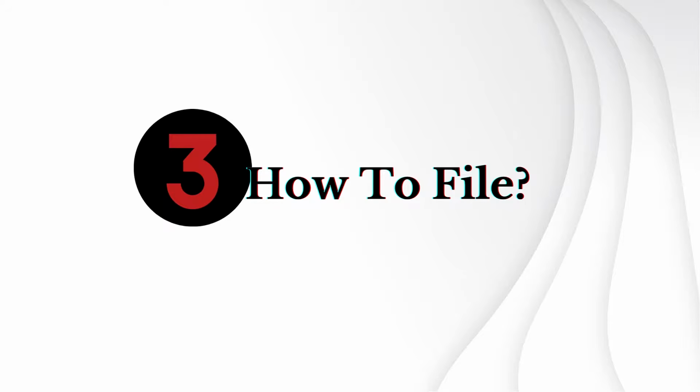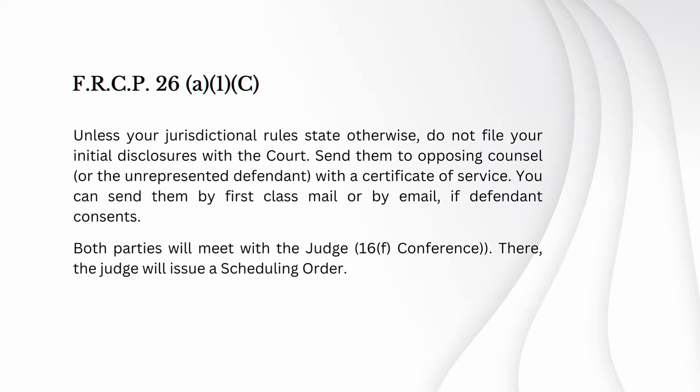How to file your initial disclosures. Federal Rule of Civil Procedure 26(a)(1)(C), unless your jurisdictional rules state otherwise, plaintiff, do not file your initial disclosures with the court. Send them to opposing counsel or the unrepresented defendant with a certificate of service. You can send them by first class mail or by email if the defendant consents, because a lot of parties agree to exchange information by email.